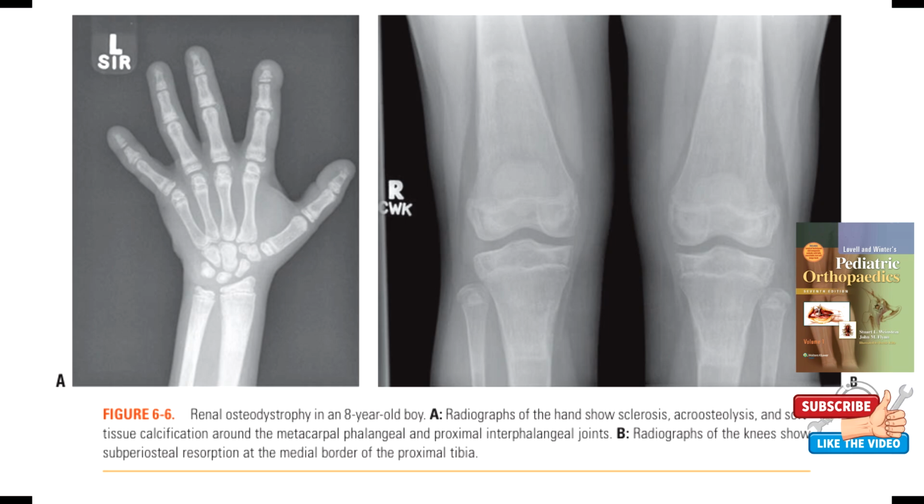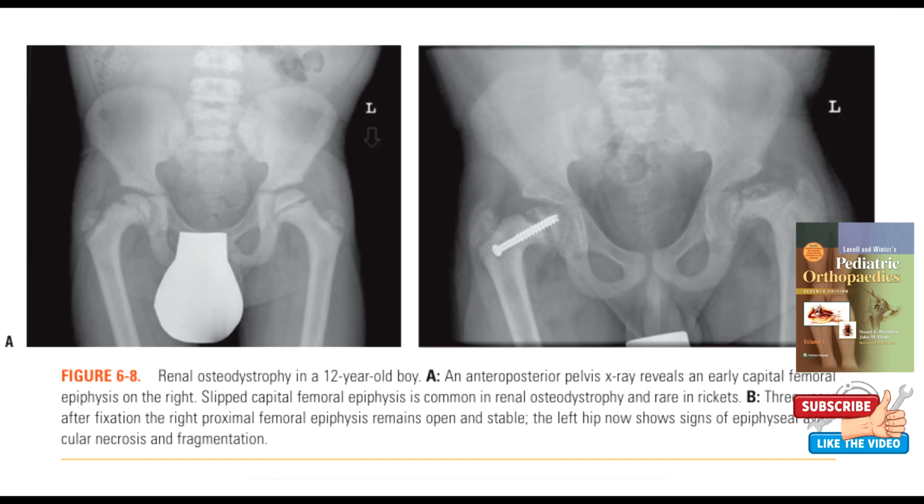These pseudofractures are transverse bands of unmineralized osteoid, vulnerable to progressing into full fractures. A particularly important orthopedic complication is the increased incidence of slipped capital femoral epiphysis, SCFE. Look at Figure 6-8A. In this 12-year-old boy, we see an early slip on the right.